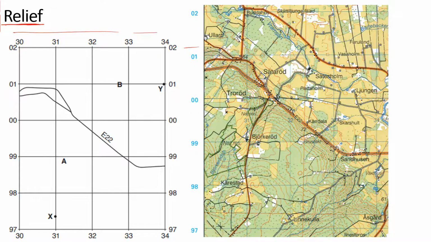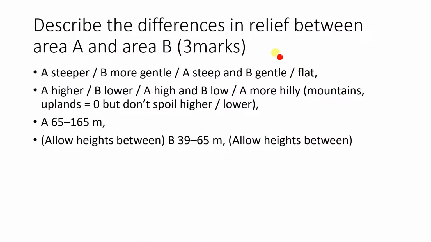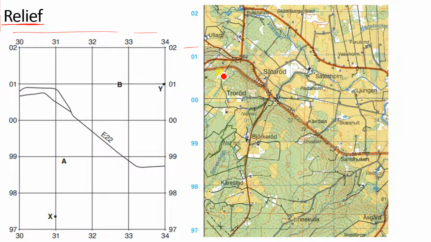The first question they asked is to describe the difference in relief between area A and area B, and it's a 3-mark question. This is area A here, and this is area B here. What is their difference in relief? If you look at area A, the contours here are close to each other, so area A will be a steep slope.